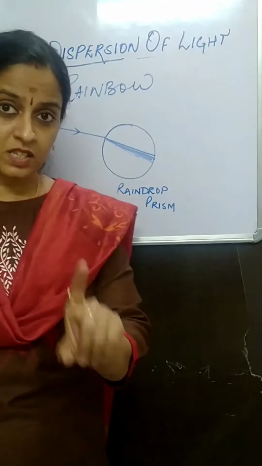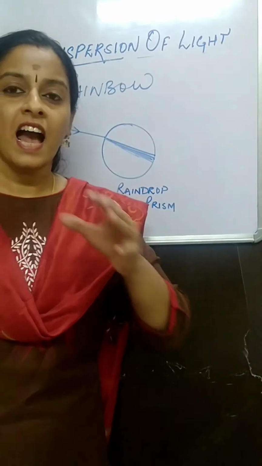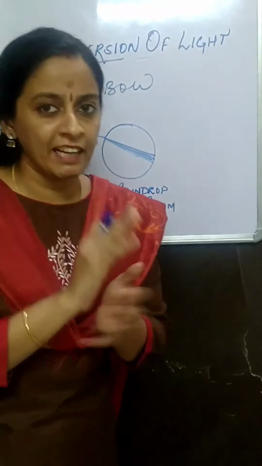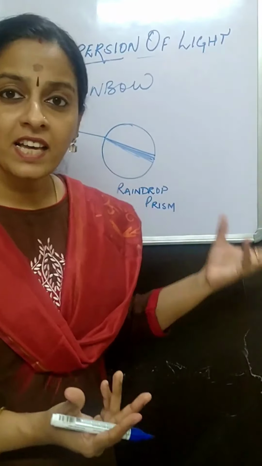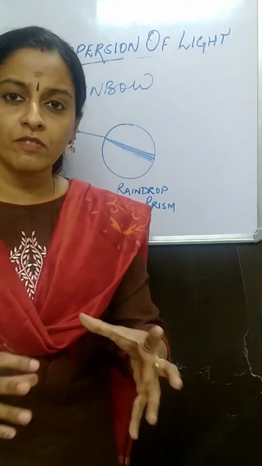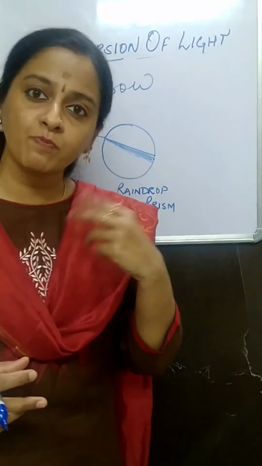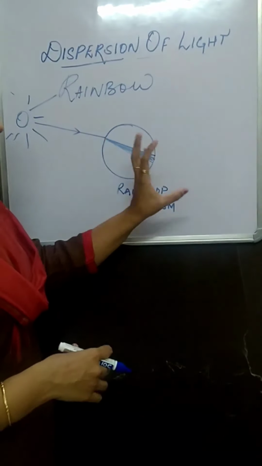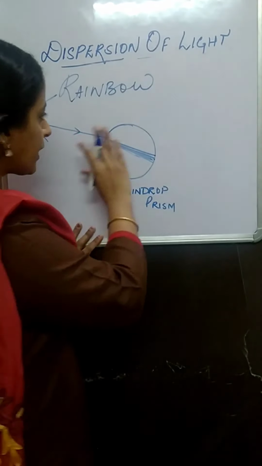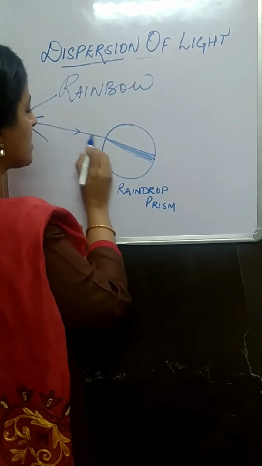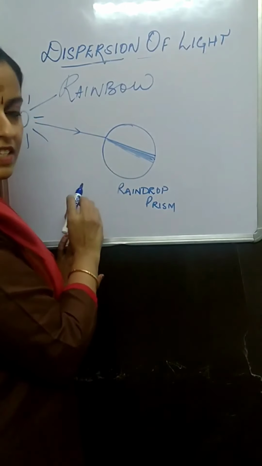So, here the first phenomenon that happens, as the sunlight enters the raindrop, the raindrop behaves like a prism. As the raindrop behaves like a prism, what is the function of a prism? A prism will disperse the white light. So the first phenomenon happening here is dispersion of light. Now, at a particular angle of incidence, suppose this is the angle of incidence here.